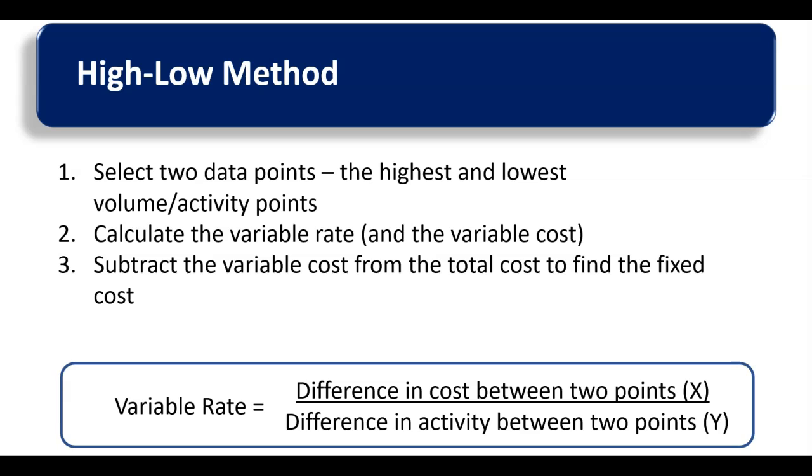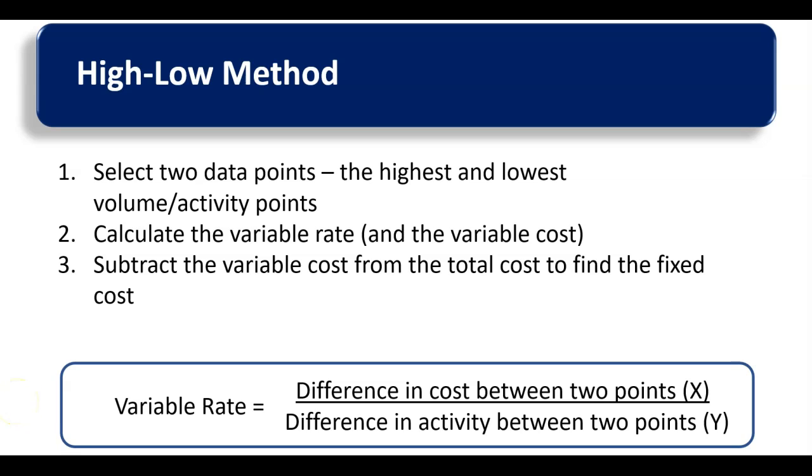So you'll be given an amount of data, and okay, we produced this many units in this month, and that was our cost in this month. We produced this many units in the next month, that was our cost in that month. So you'd be looking at possibly an entire year's worth of data, and out of that entire year, you'd go to your highest and your lowest volume, or highest and lowest activity level point, and you'd pick those two points to apply this method with.